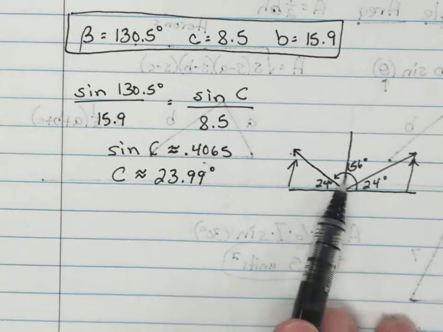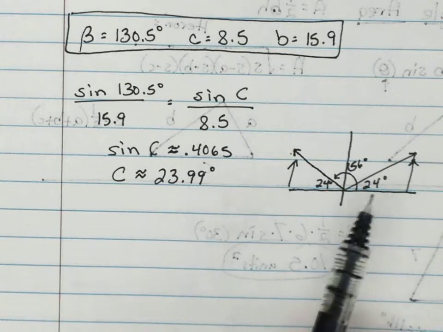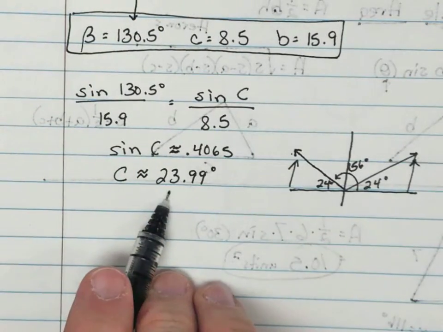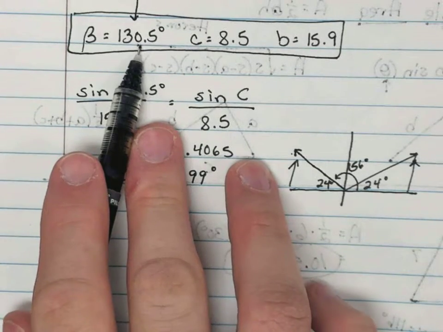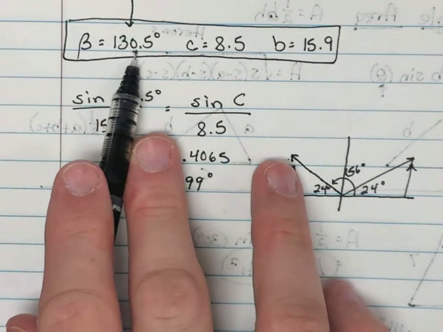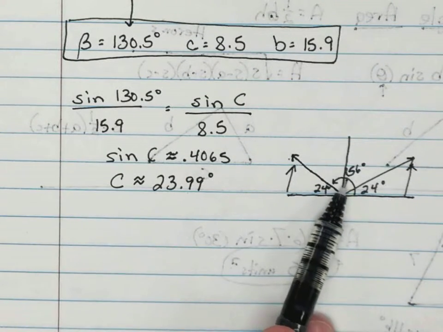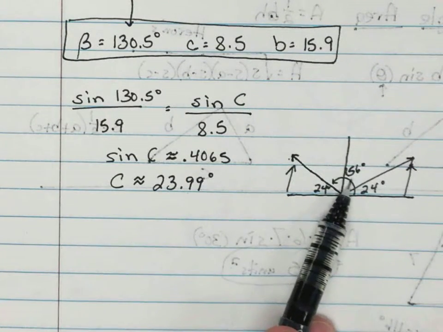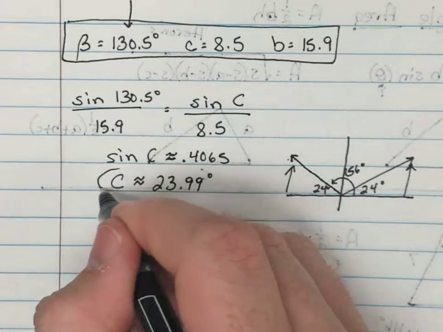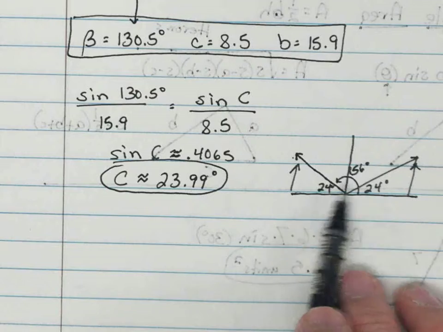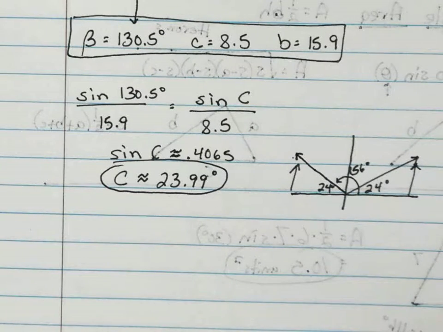So 24 degrees or 156 degrees, but look at the problem. Could angle C be 156 degrees? If you've got a triangle and angle B here is 130.5 degrees, is there any way possible that you can have another angle in that triangle that's 156? No. So 24, or 23.99 here, is going to be the only possible angle. So there's only one triangle possible. If both of these would have worked, then there's going to be 2 triangles possible.